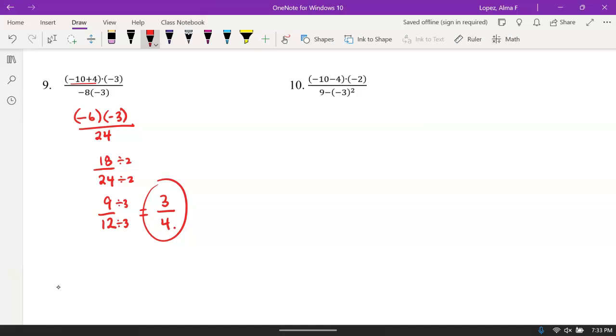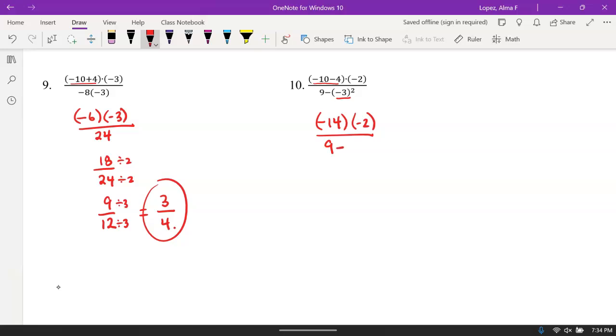I think we can finish this number 10. Negative 10 minus 4 is negative 14. And if you need to convert it into an addition problem, you can do that off in the margin. We've passed that section, so I know you can do that now. On the bottom, the very first thing we would take care of is the squared part. 9 minus negative 3 squared.